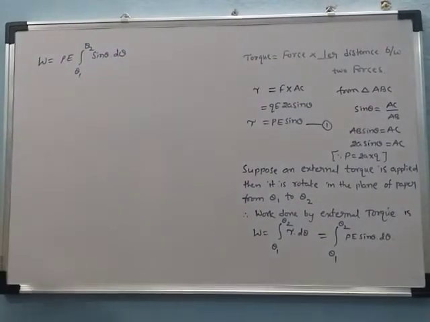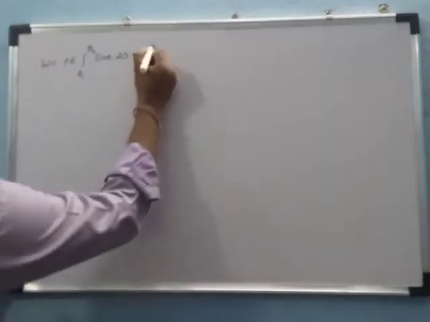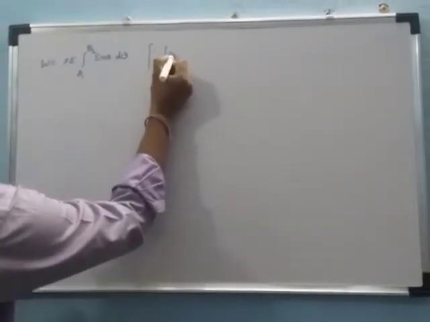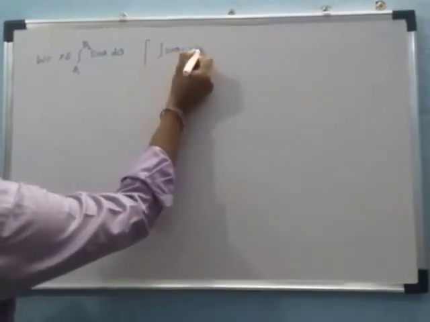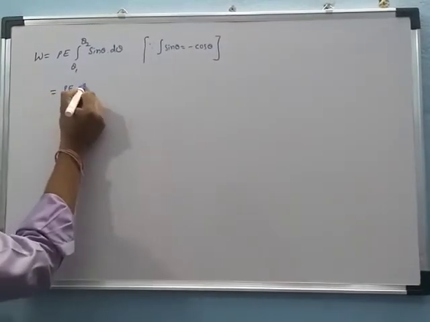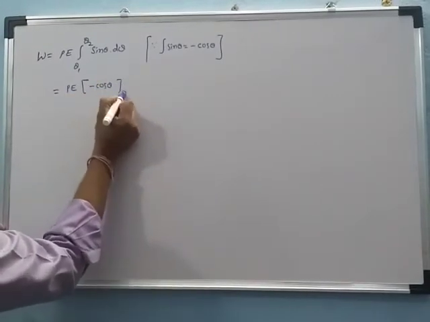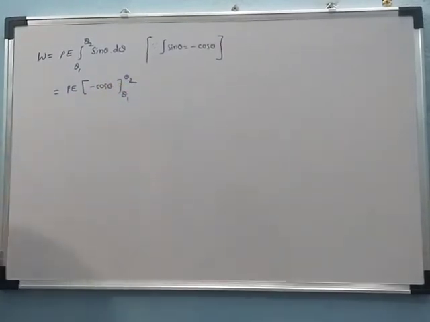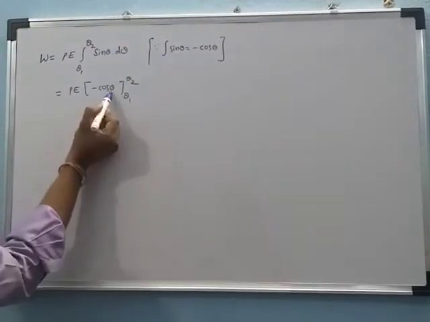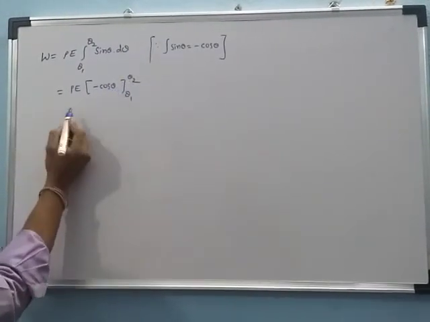But we know the integration formula. Integration of sine theta is equal to minus cos theta. Then substitute here PE into minus cos theta, and write the limits theta 1 to theta 2. Then theta is replaced by the first value, theta 2, and then the second value, theta 1, is subtracted.